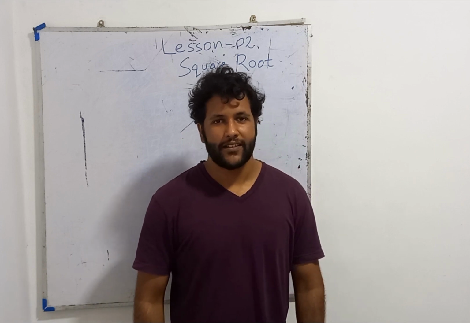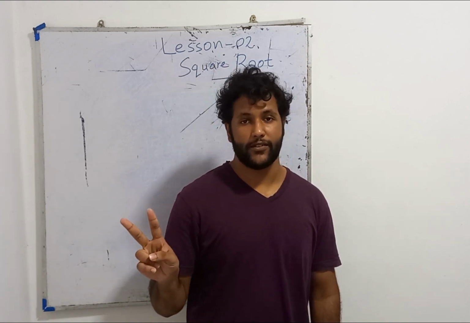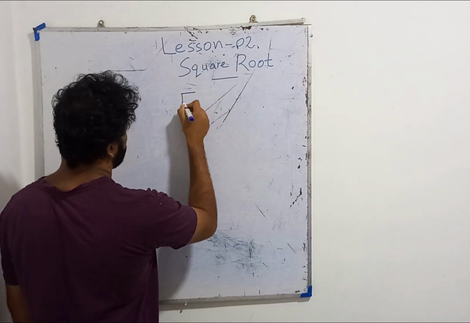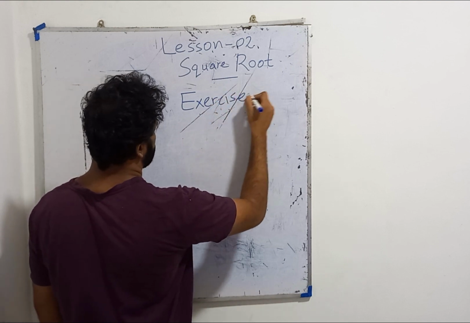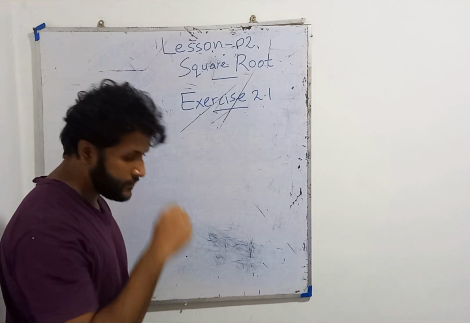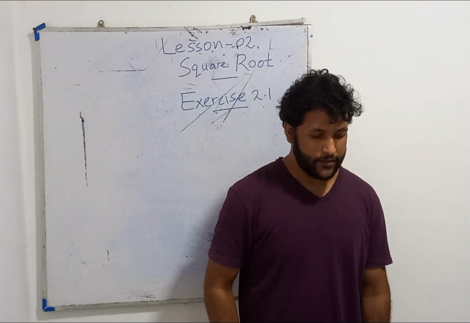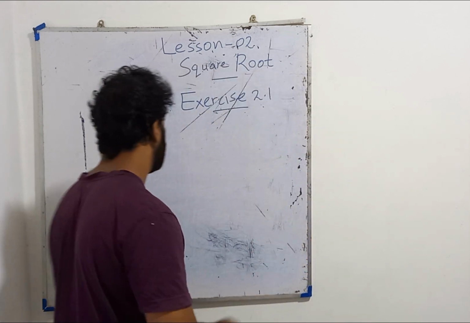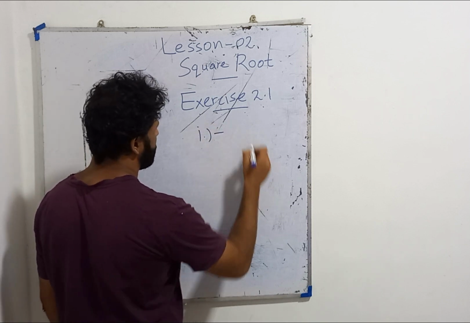Okay, let's go to exercise 2.1 now. Exercise 2.1. Find the first approximation of each of the following numbers. Roman number 1. Simple, right? Like we already discussed this.